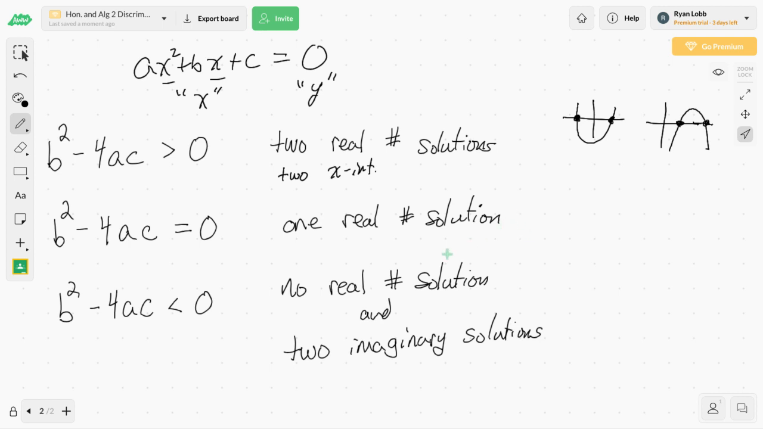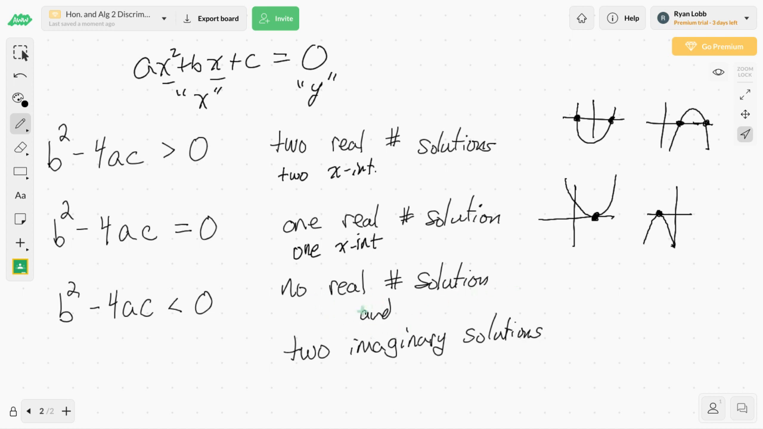Now, when you have one real solution, that means you're only going to have one x-intercept. The only way a quadratic can have one is if I draw a U that crosses the x-axis only one time. What does that imply? It implies that the vertex has to be on the x-axis. Again, whether it opens up or down doesn't matter. Your vertex would have to be that point.